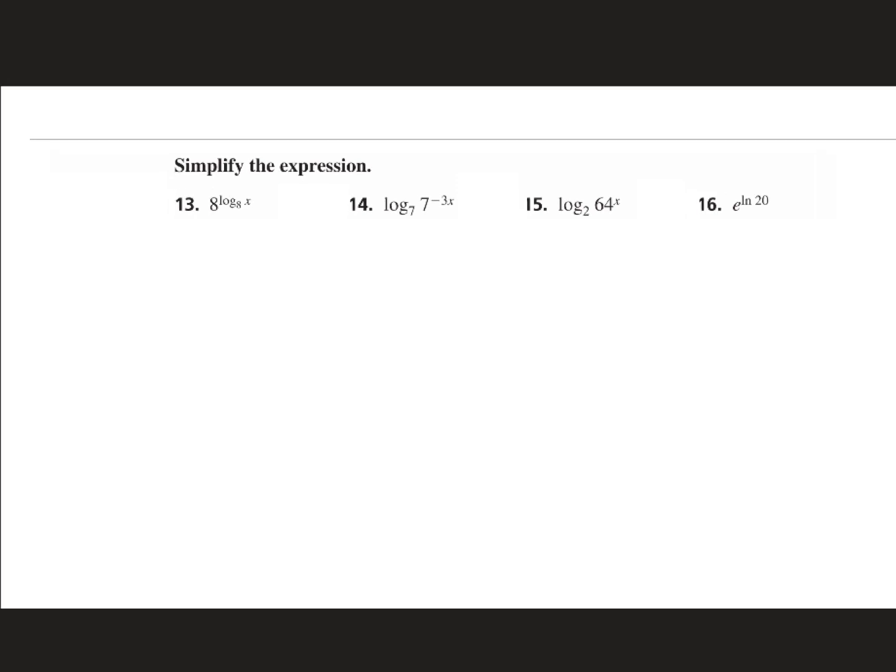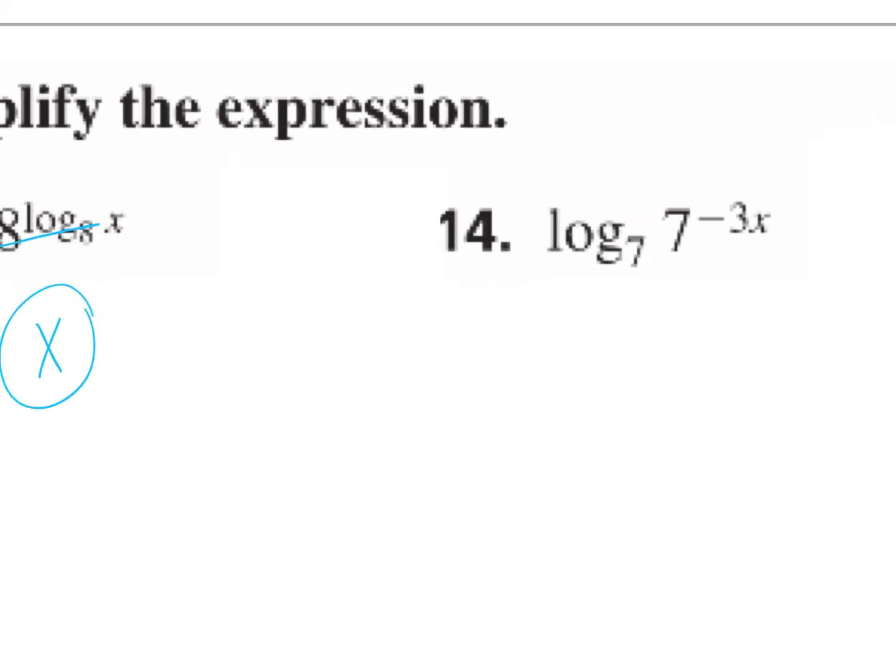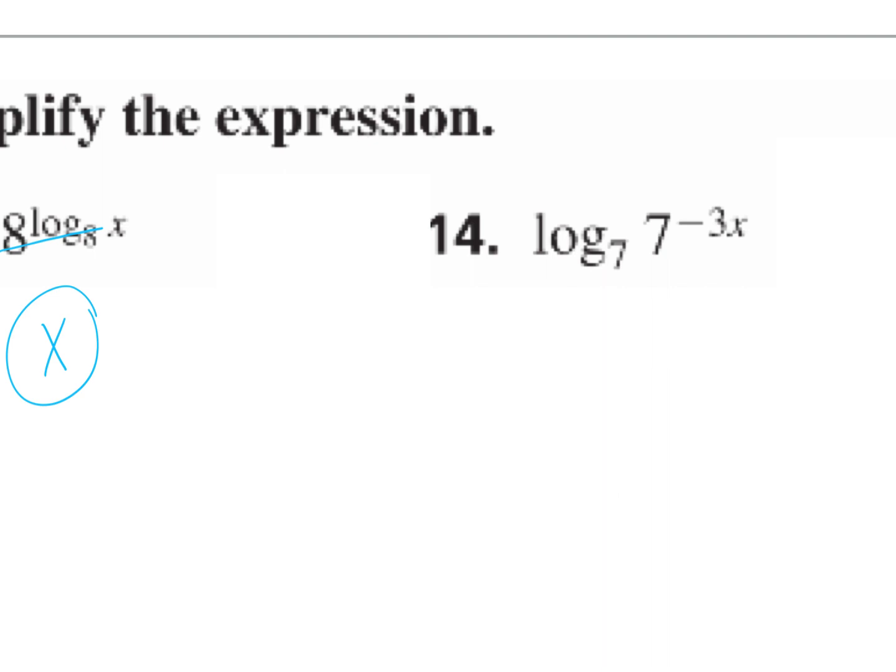All right, let's look at 13. What would this simplify to? X. 8 to the power of log base 8 cancels. We're left with x. Awesome. For 14, what does this simplify to? Negative 3x. Log base 7 of 7 cancels. We're just left with the negative 3x on top.